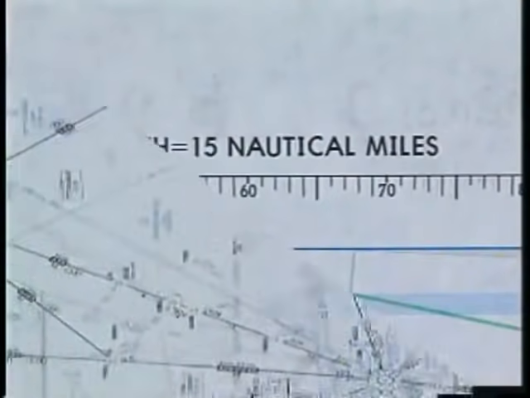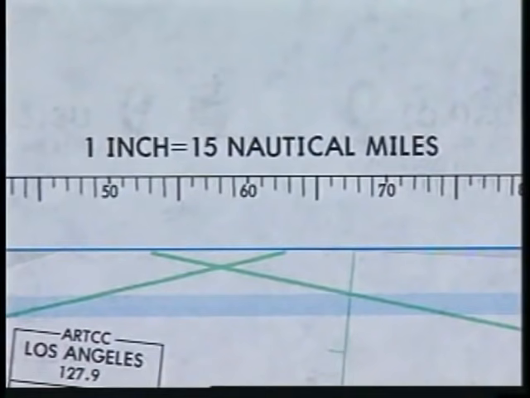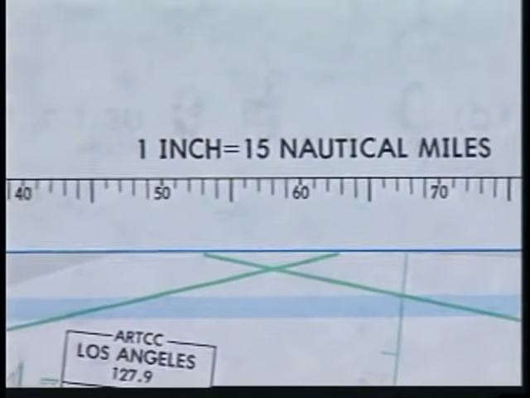A distance ratio at the top of each chart shows you the scale. In this case, 1 inch equals 15 nautical miles. A nautical mile scale is provided along the top of each chart.